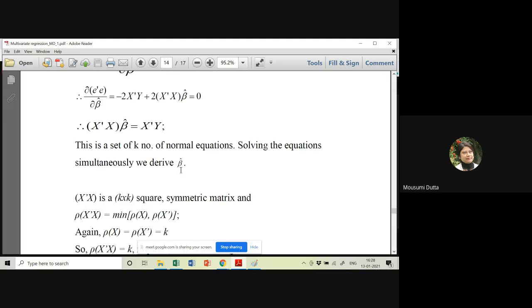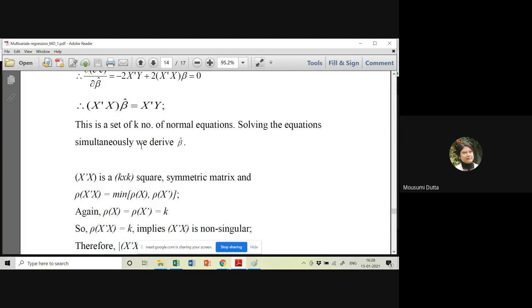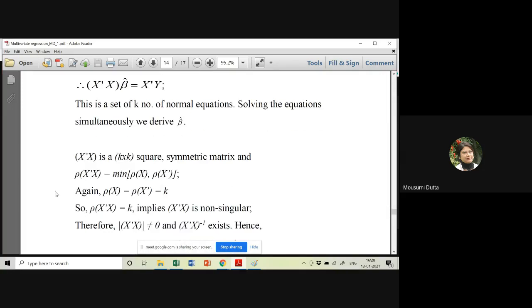We will be able to derive the beta hat vector, all beta hat values, beta 1 hat up to beta k hat, and this is given by x prime x inverse x prime y. If I want to bring x prime x to the right hand side, it is x prime x inverse. So the beta hat OLS vector is given by x prime x inverse x prime y.